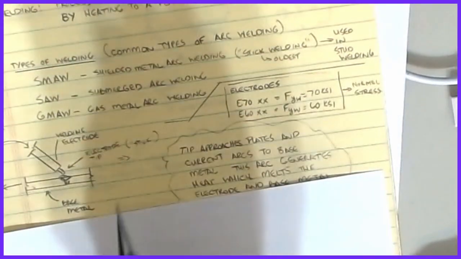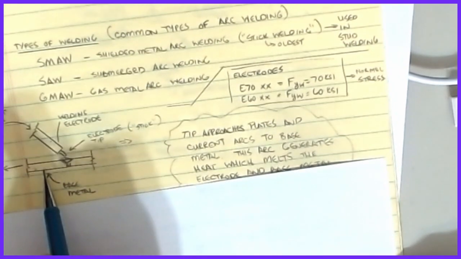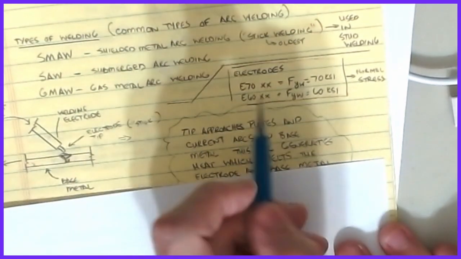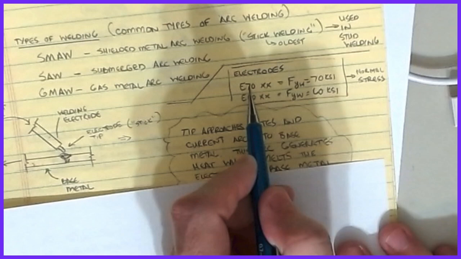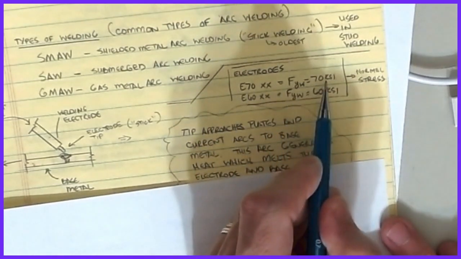Electrodes themselves have strength characteristics just like the base metals do. Base metal will be your A36 or A992 or whatever grade of metal that you're working with. But electrodes also have a designator, and the most common by far is what we call an E70XX electrode. This has a weld strength of 70 KSI.